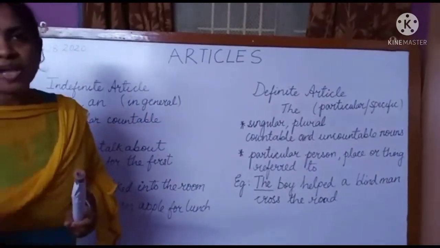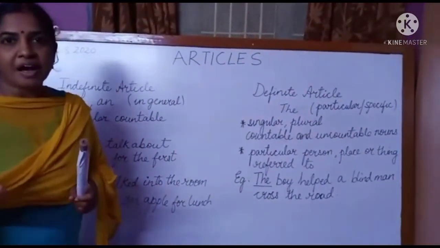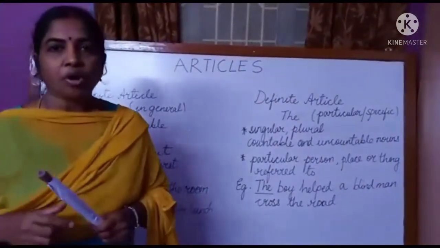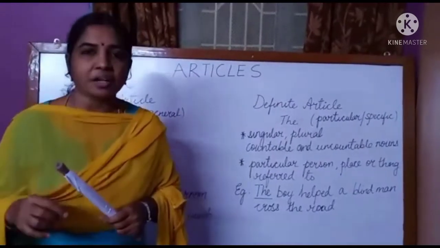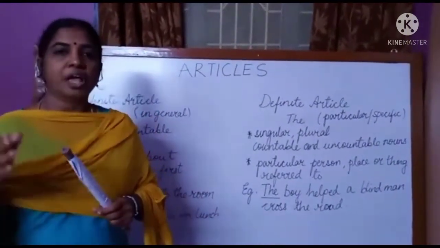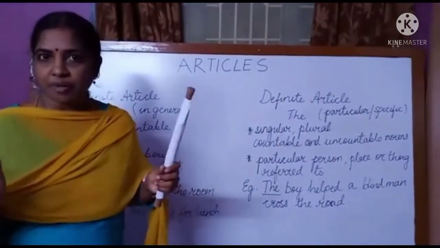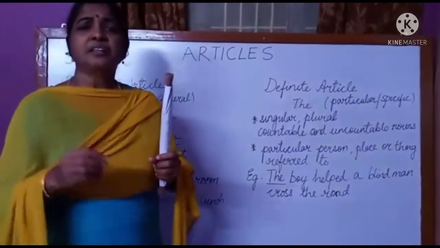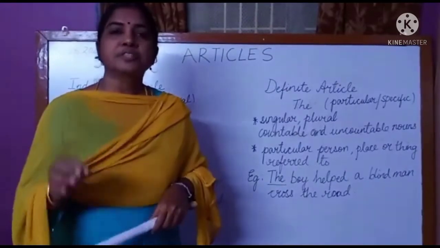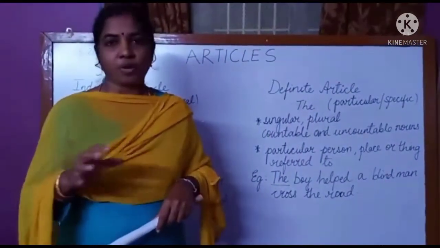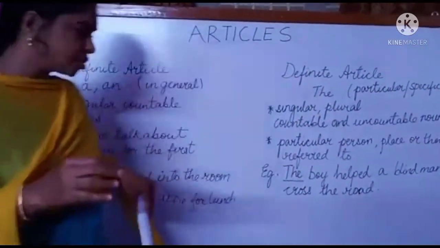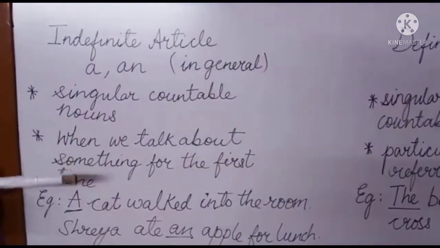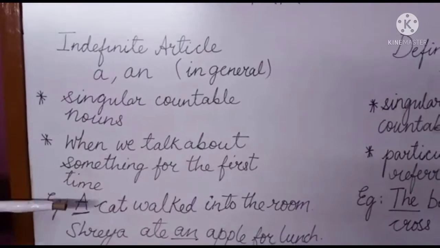Indefinite article. A and an are the indefinite articles. Why are they called the indefinite articles? Because they are used generally before nouns which are talked about generally. And they are also used before singular countable nouns. And also they are used when we talk about a thing for the first time.